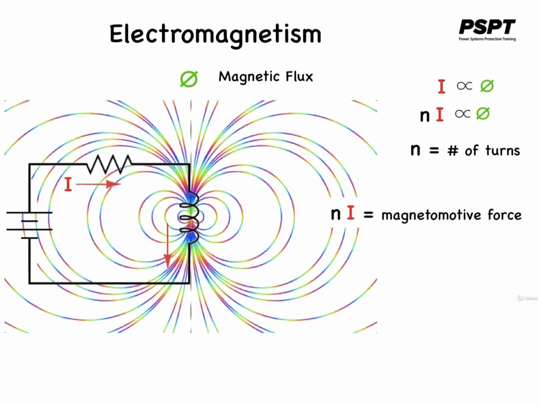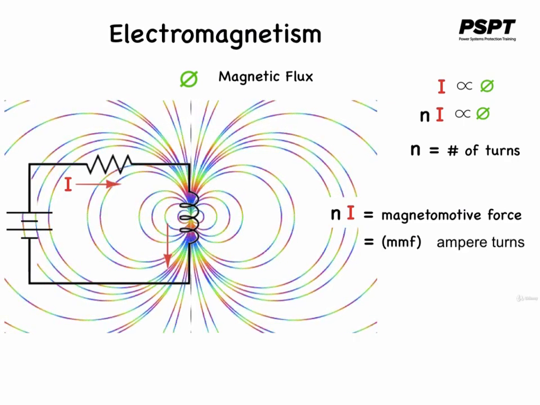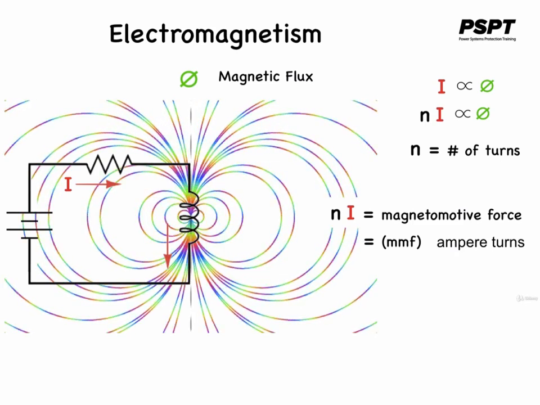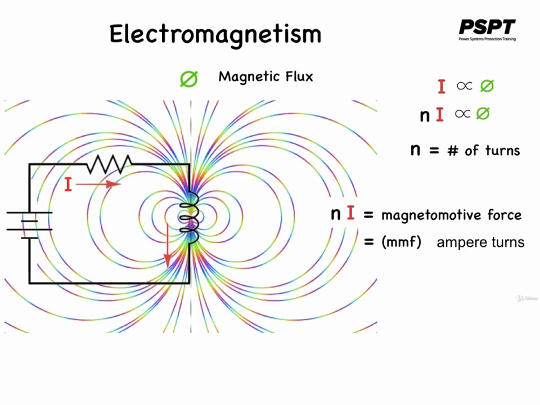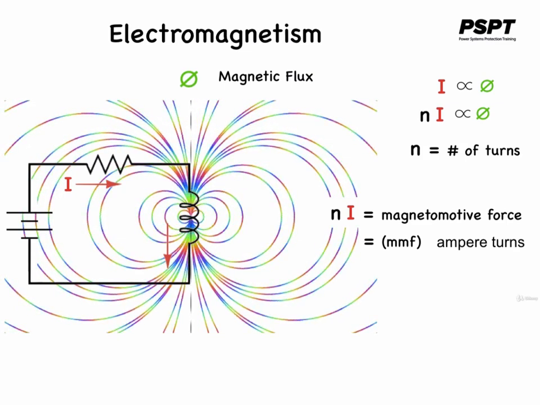This field force is called magnetomotive force, or MMF, and it's measured in ampere turns. Now, this formula we'll be returning to quite often, and it's a very important formula, and that is the magnetic flux is proportional to the current.